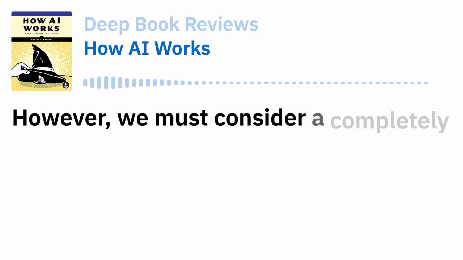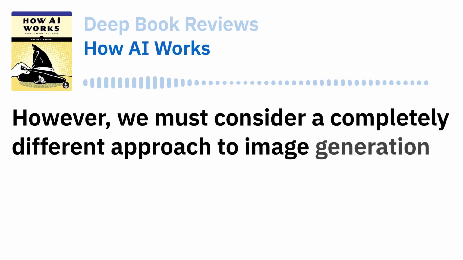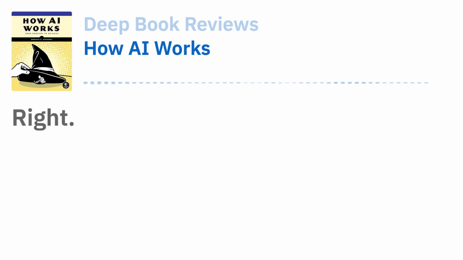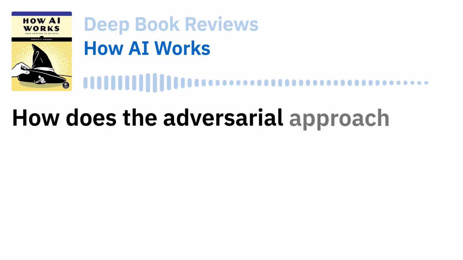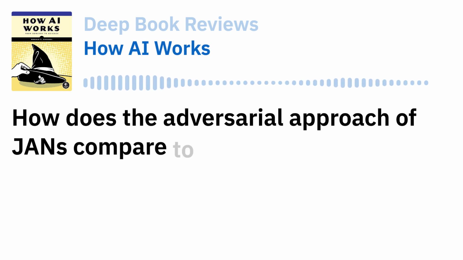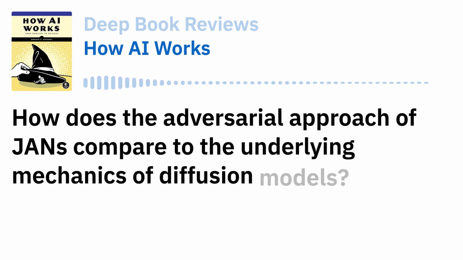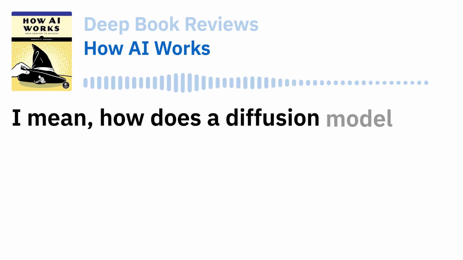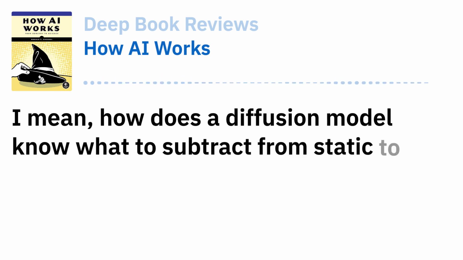However, we must consider a completely different approach to image generation that has recently dominated the field. Yes, diffusion models. Right. How does the adversarial approach of GANs compare to the underlying mechanics of diffusion models? Specifically, I want to understand the concept of using pure television static. It is a wild concept, is it not? It really is. I mean, how does a diffusion model know what to subtract from static to find a picture?